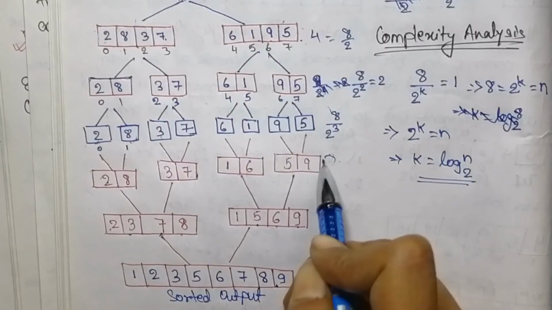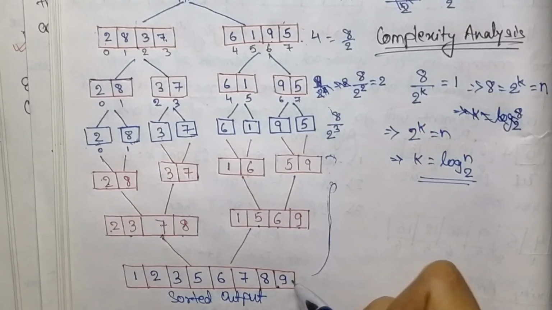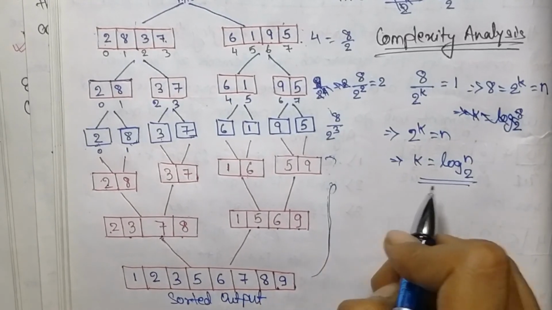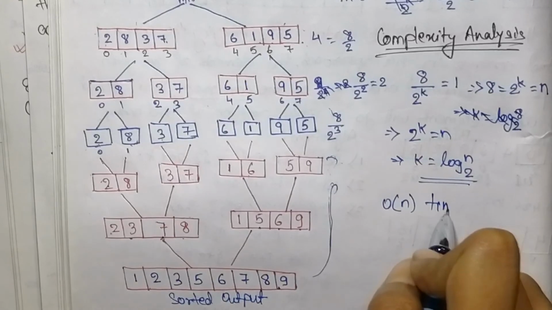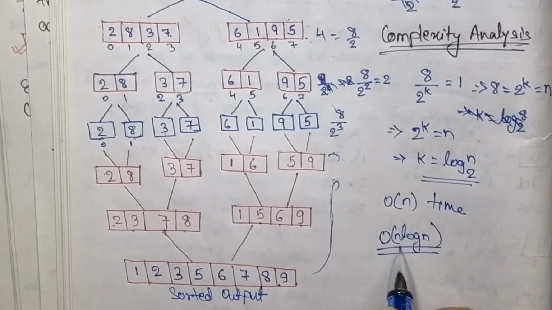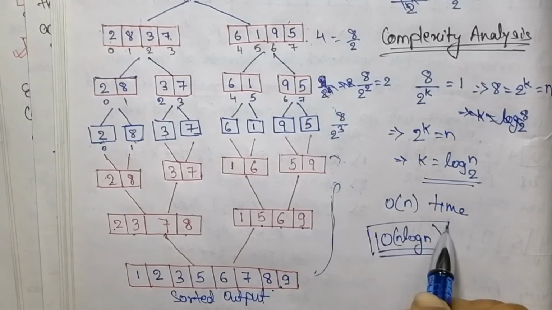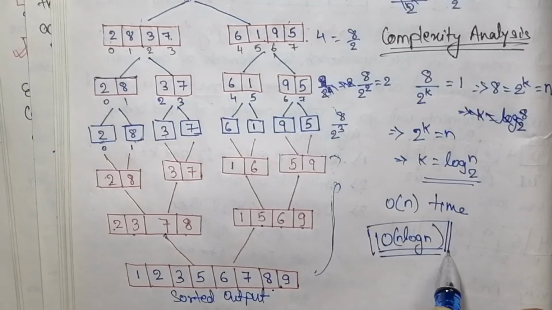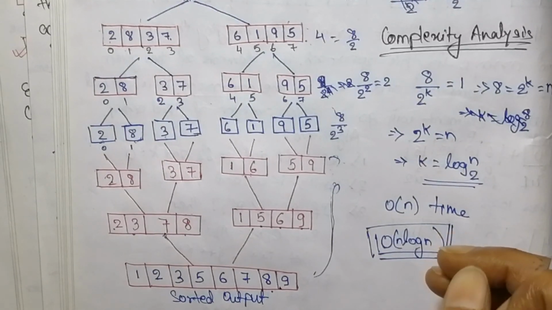Then when we combine these sublists into a single sorted list, this process of merging will be done in linear time. So each pass of merge sort will take order of n time. So in total, the performance of merge sort will come out to be order of n log n. So order of n log n will be the complexity of this merge sort algorithm. So this is all about the process of the merge sort algorithm.